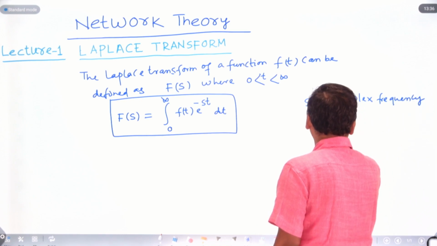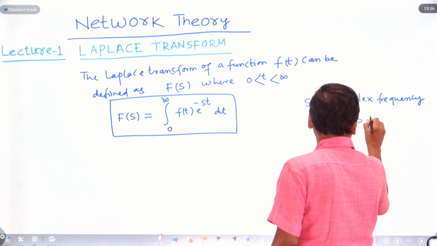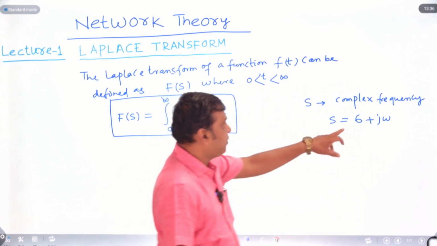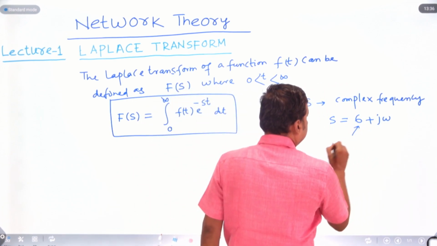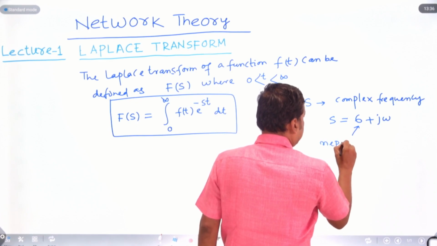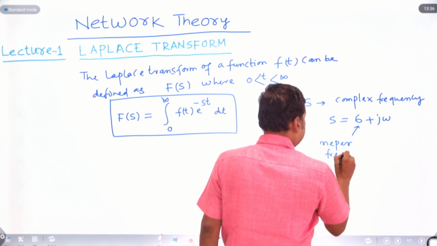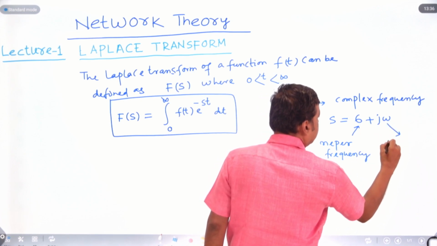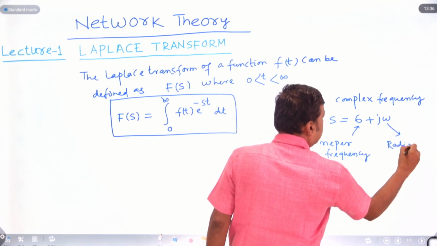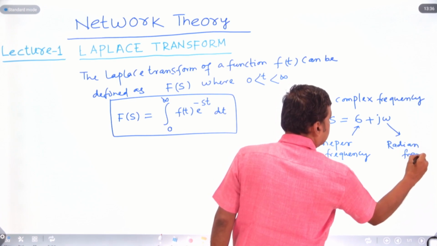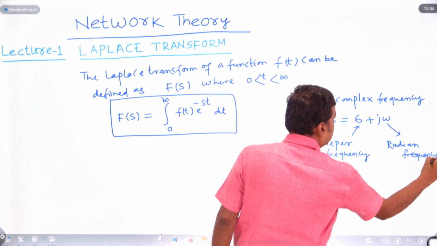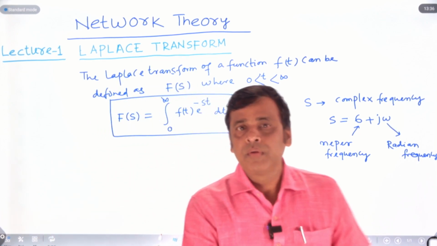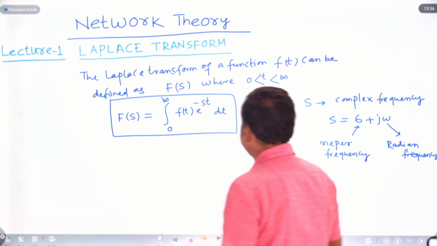s can be defined as s equal to sigma plus j omega, where sigma is the Neper frequency and omega is the radian frequency. So any time domain function can be converted into its Laplace transform. By means of f of t, we can convert it into f of s.